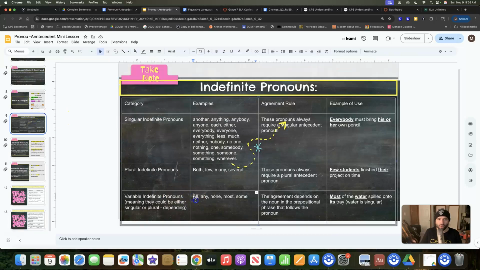So we want to come back up here. We want to look, all is here, okay, and every is up here. Every should be up here, but I don't know why it's not. Okay, anyways.